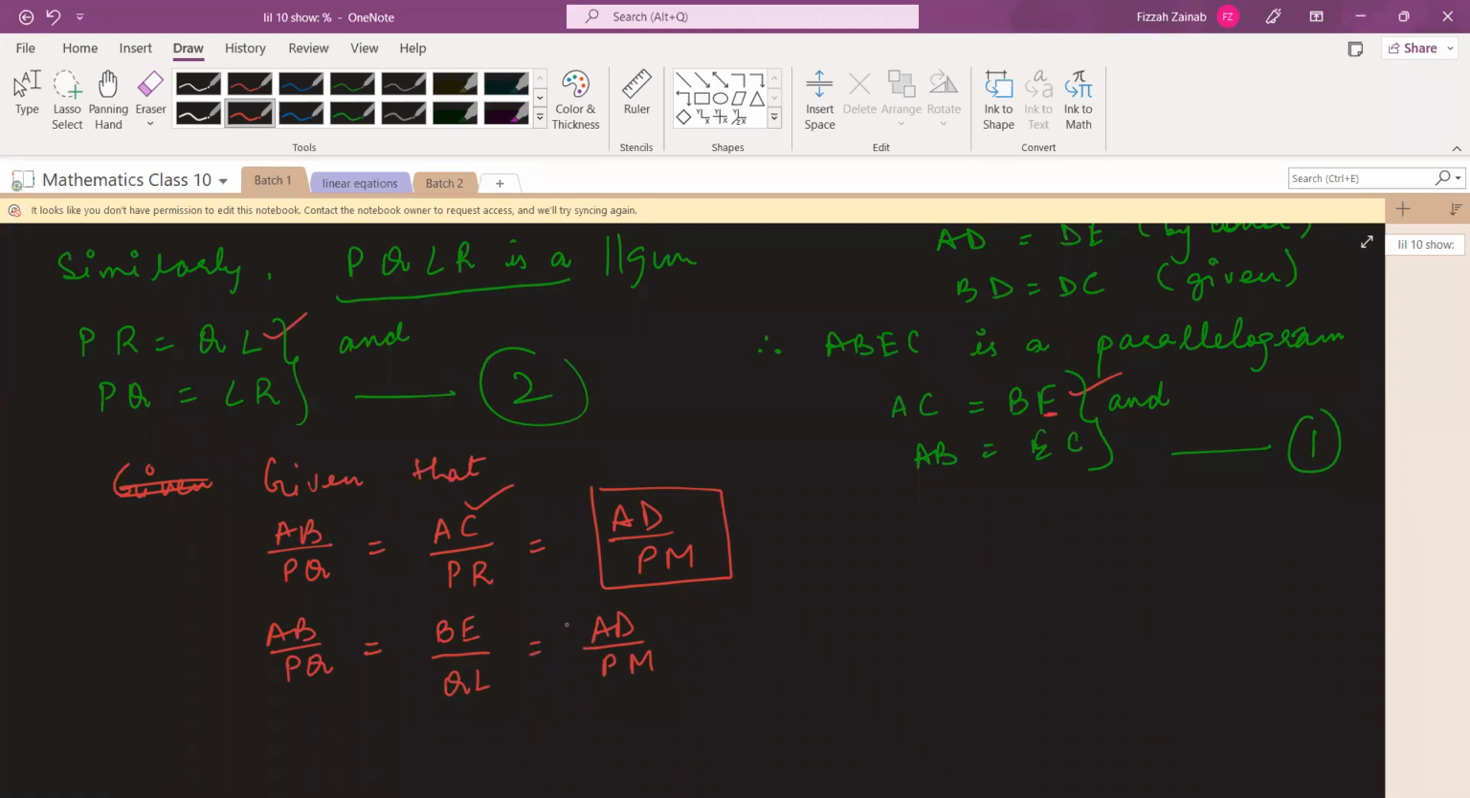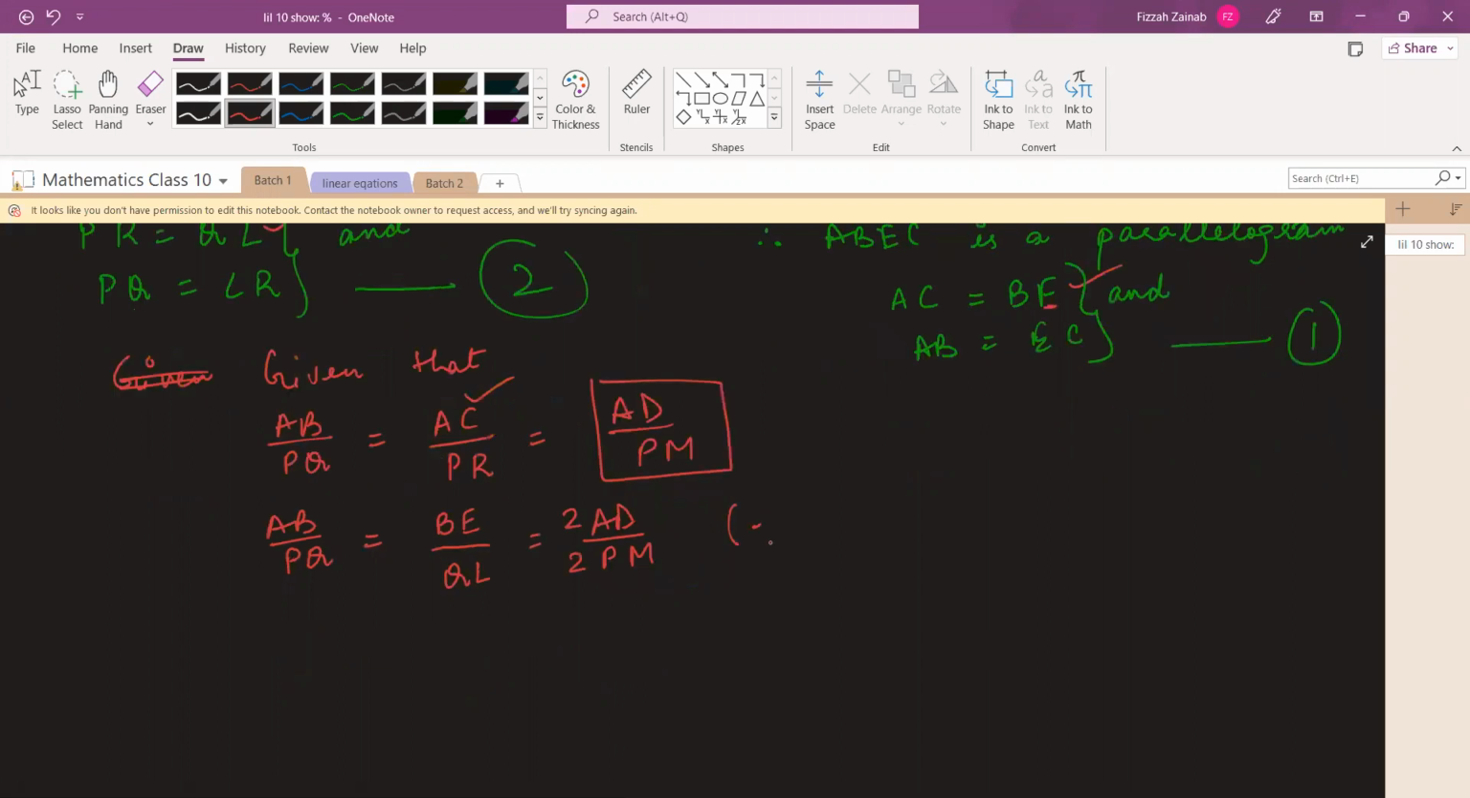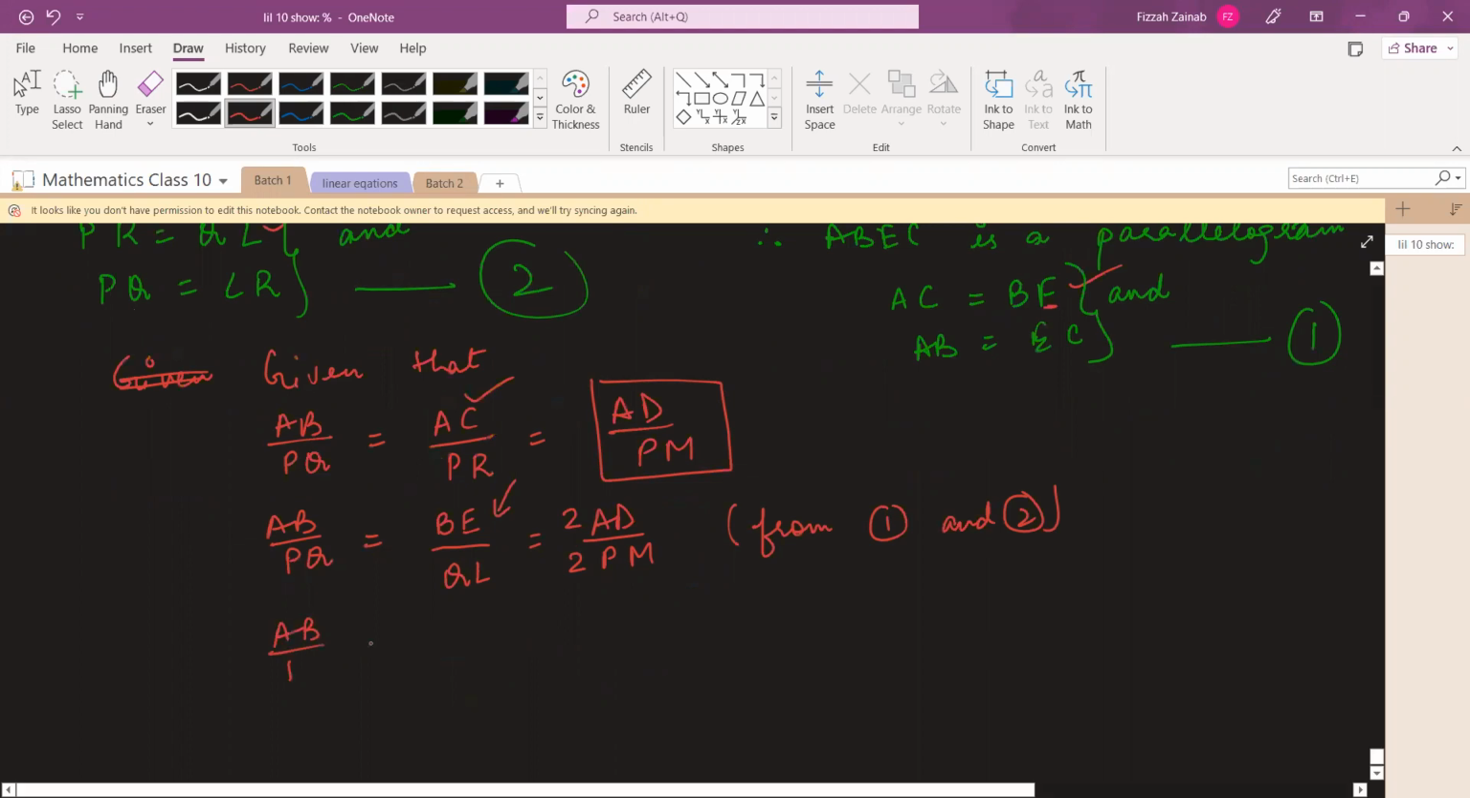And I can do one more thing here. If I just multiply this by 2 and also this by 2, is there any problem? So here I'm using result from 1 and 2. So I have changed this side, right? This one. Okay. So now it becomes AB by PQ is equal to BE by QL is equal to.